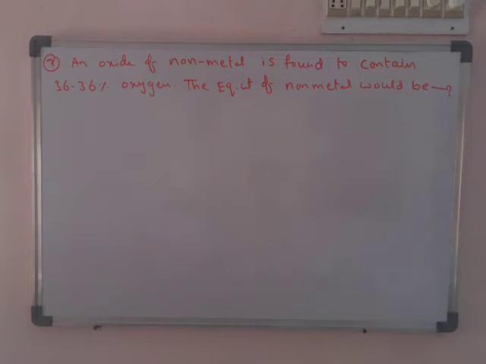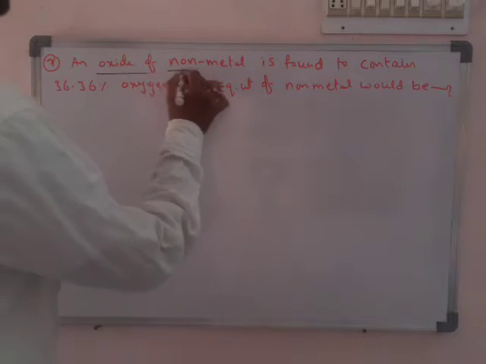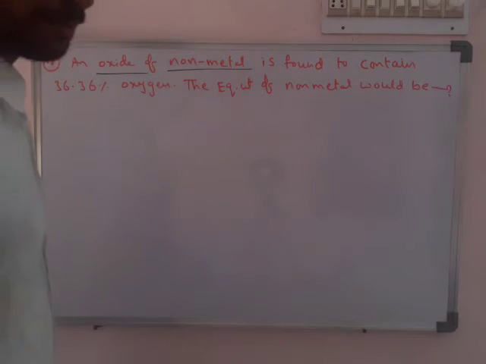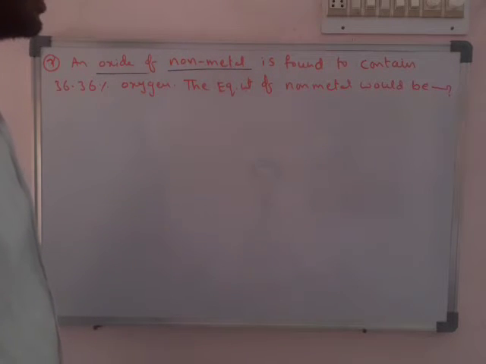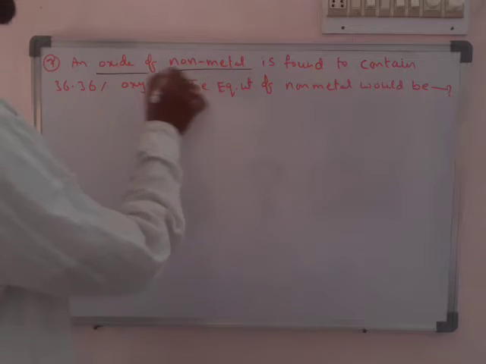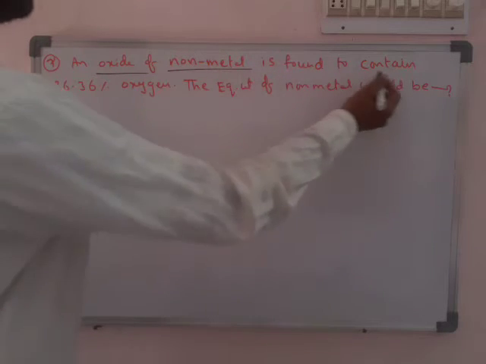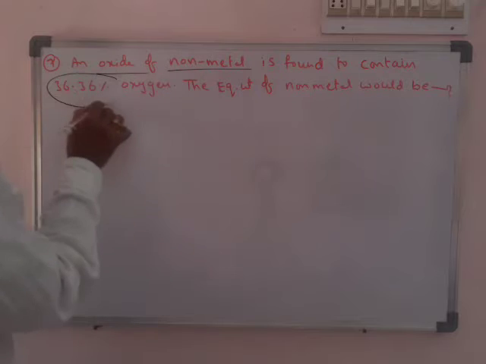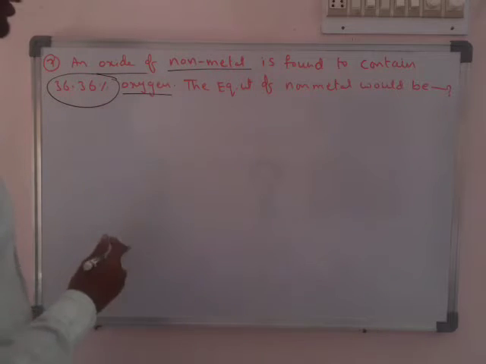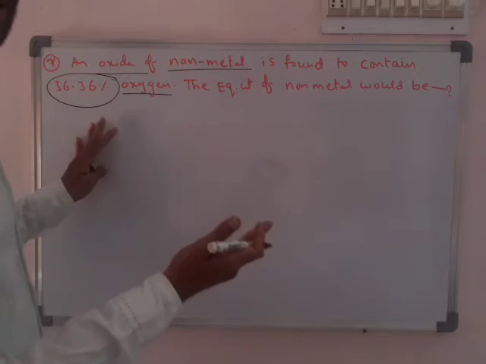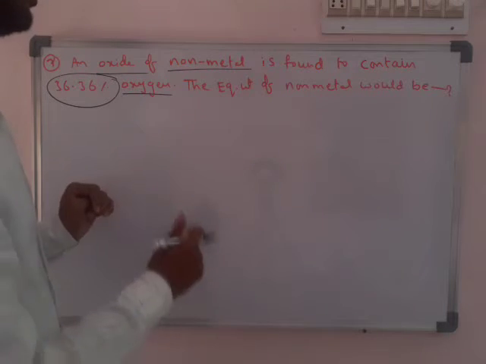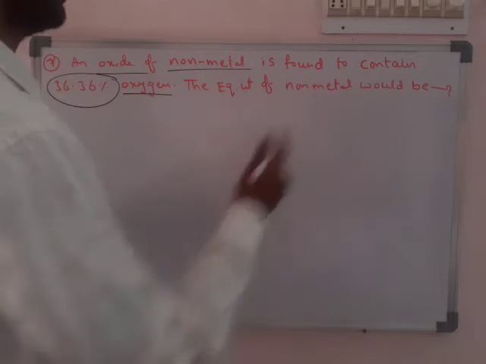Okay, see the seventh one. An oxide of a non-metal. In this problem, the non-metal oxide is found to contain 36.36% of oxygen. Then the remaining percentage is for the non-metal. We have to find the equivalent weight of that non-metal.